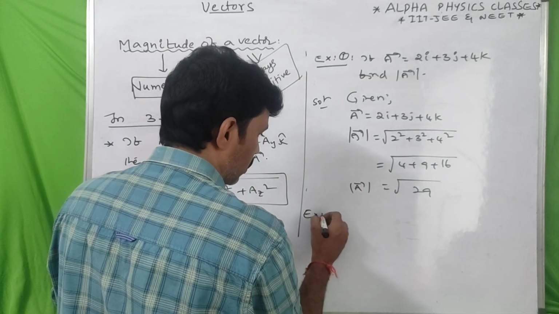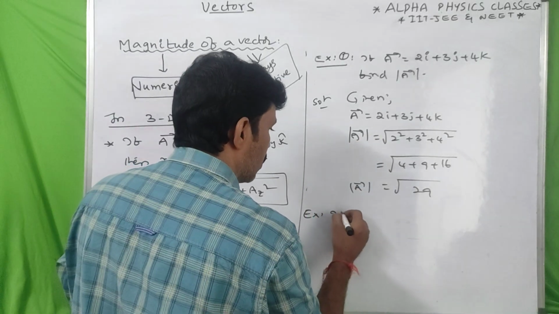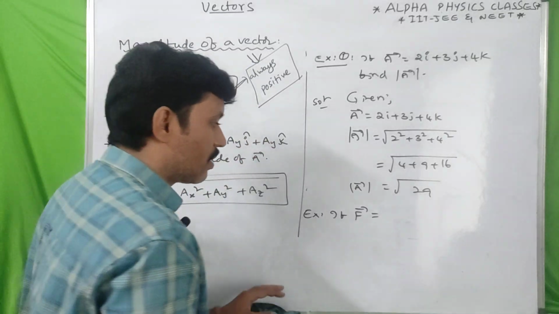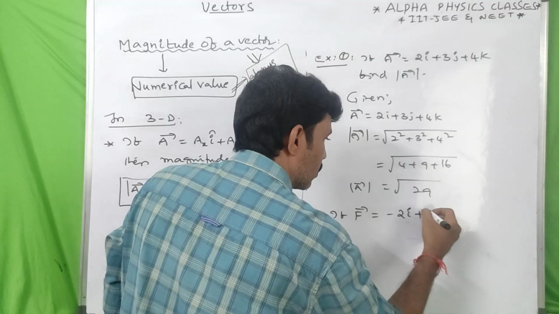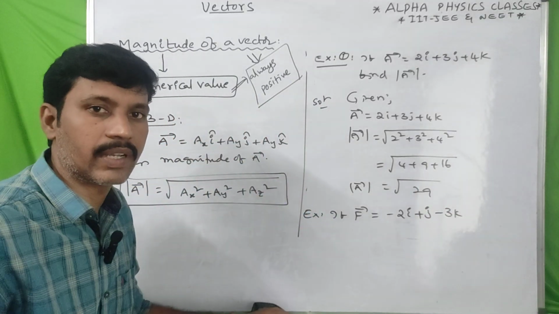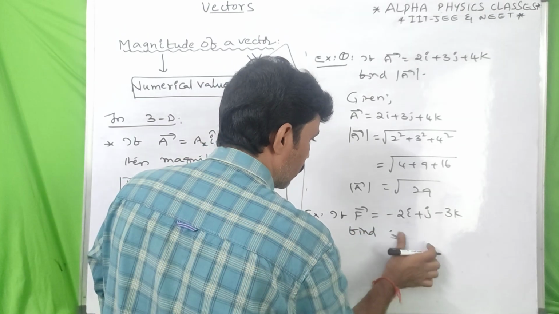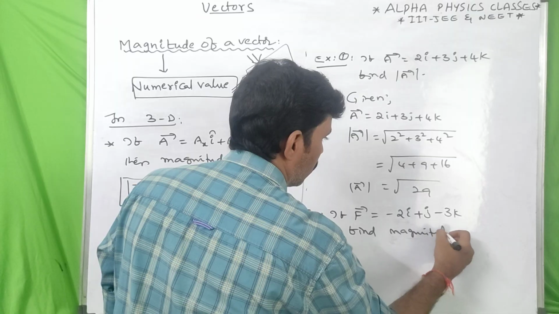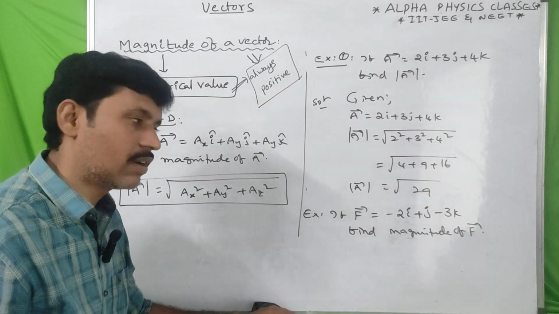One more example we have. If f bar is equal to the force vector, I am giving f bar is equal to minus 2i cap plus j minus 3k. This is the force vector given. So find the magnitude of the force vector, magnitude of f bar.